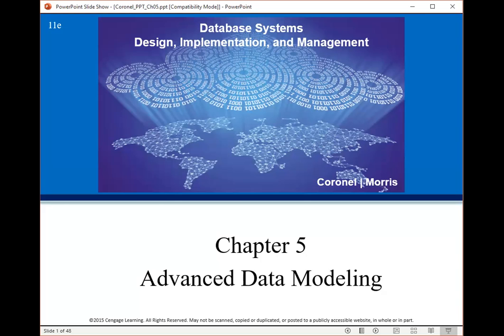Well, good evening. Tonight we're going to be talking about some advanced data modeling techniques, including inheritance and composite keys.